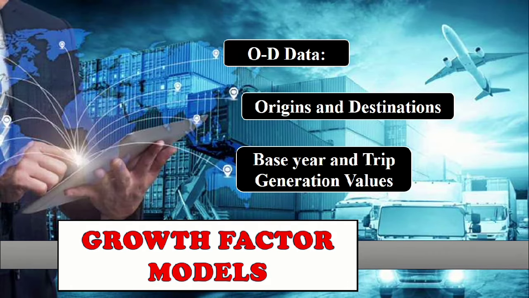So, dito sa origins and destination, ito yung mga available data between sa mga zone for the current years. So, dito naman sa base year and trip generation values, ito yung mga available data between zones for the future years. So, para mas lalo tayong maliwanagan, ano nga ba ang growth factor models?